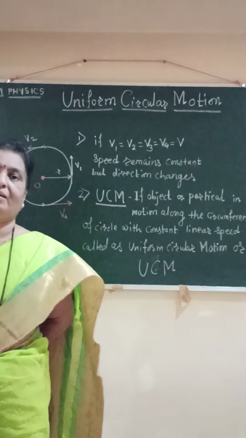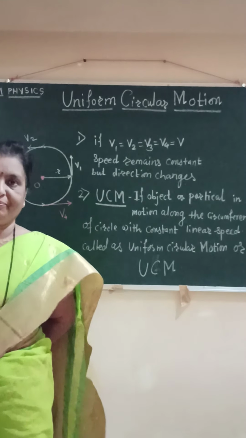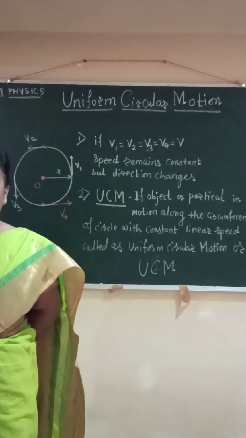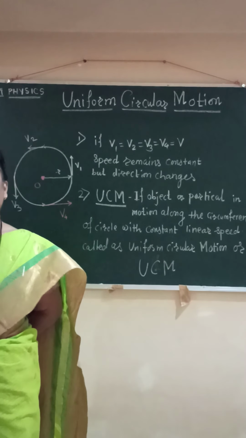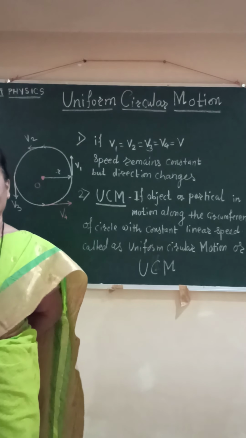Can we give some examples for circular motion? First example, we can say when a boy is moving along a circular track, it is in circular motion.